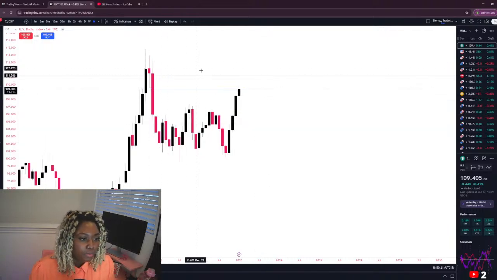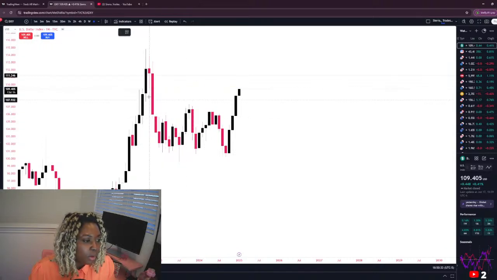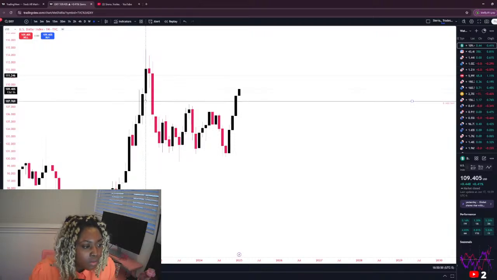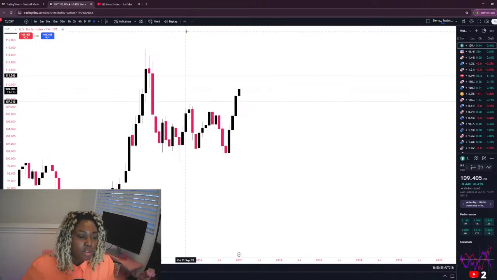All right, so that's one of my zones. I'm not going to leave this here because price did fill this imbalance. All right, and I want to see where we are on this 50% of this gap. So this line right here represents 50% of this monthly gap.